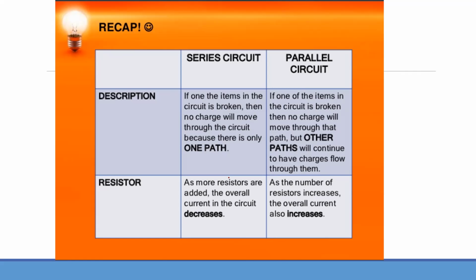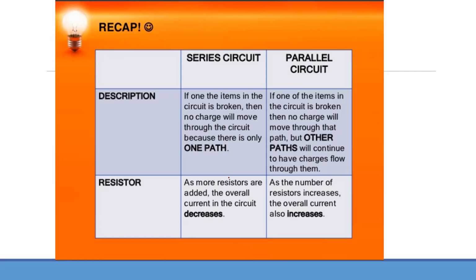And why? Because in series you have only one path. If it is closed, it will not let any of the lamps work. In parallel, if one of the switches is open or closed, it doesn't affect the other switches.